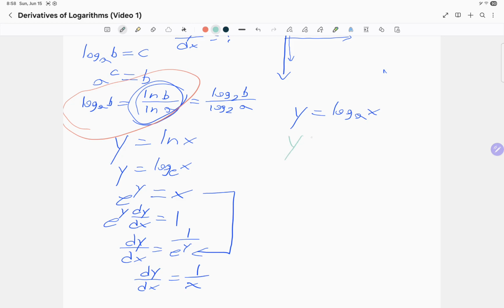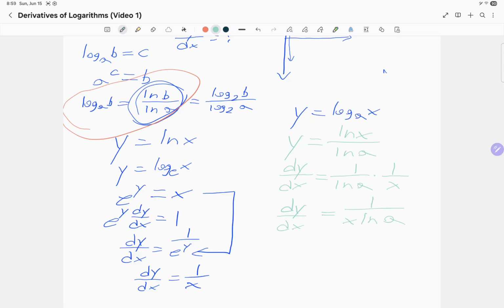So y is also going to be equal to ln of x over ln of a. And now we can find the derivative. Ln of a is just a constant, so we can pull that out. That's not going to affect anything here. As we stated before, ln of x, the derivative is 1 over x. So dy dx here equals 1 over x ln a.